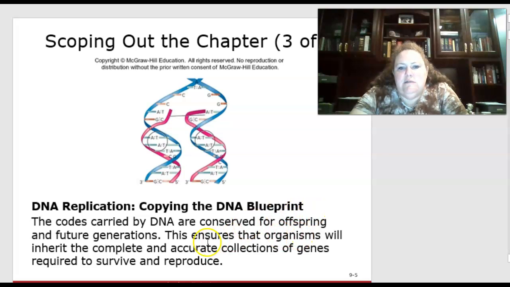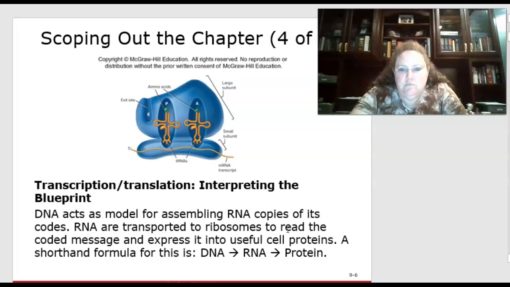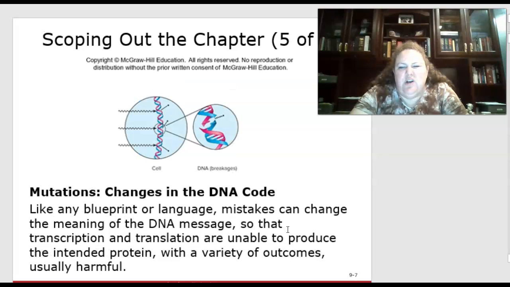And this ensures that the organisms will inherit the complete and accurate collections of genes that are required to survive and to reproduce. We then have transcription and translation, and this is how we interpret that blueprint. This is where the DNA acts as a model for assembling RNA copies of its codes. And the RNA is going to be transported to ribosomes to then read the coded message and express it into useful cell proteins. The shorthand formula for this is DNA turns into RNA, which then turns into protein, or codes for protein is probably a more accurate description.